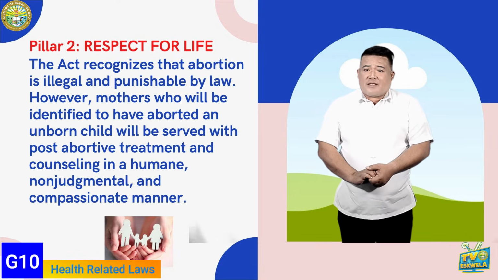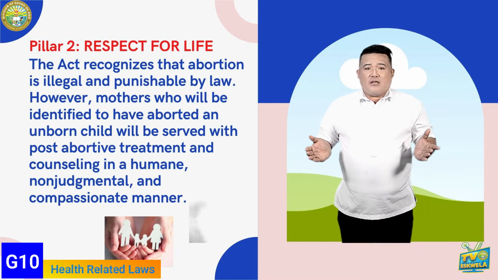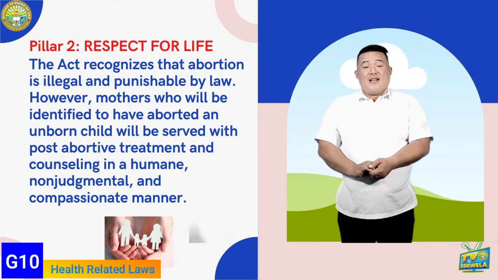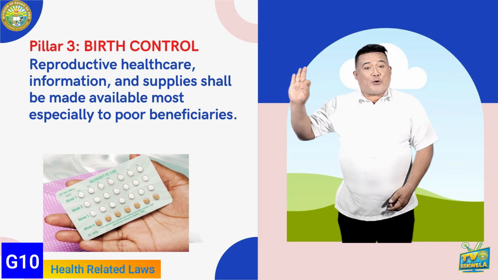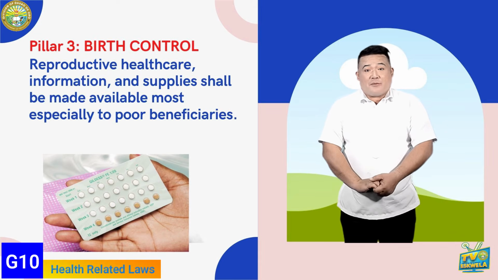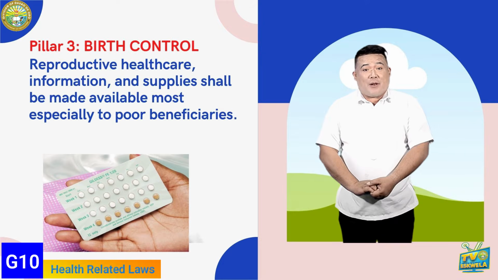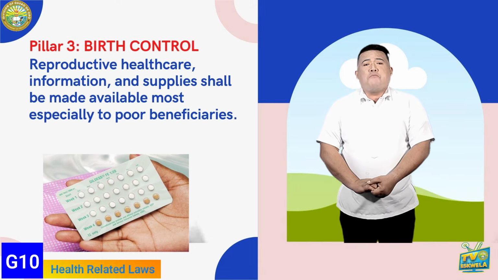The Act recognizes that abortion is illegal and punishable by law. However, mothers who are identified to have aborted an unborn child will be provided with post-abortive treatment and counseling in a humane, non-judgmental, and compassionate manner. Pillar 3. Birth control. Reproductive health care, information, and supplies shall be made available, most especially to poor beneficiaries.